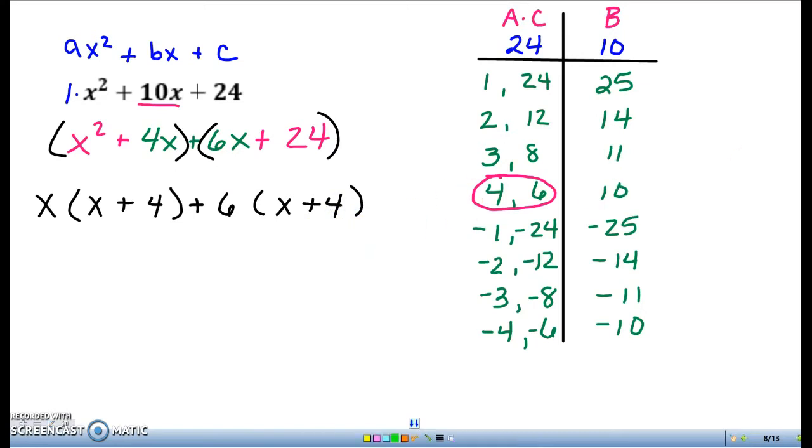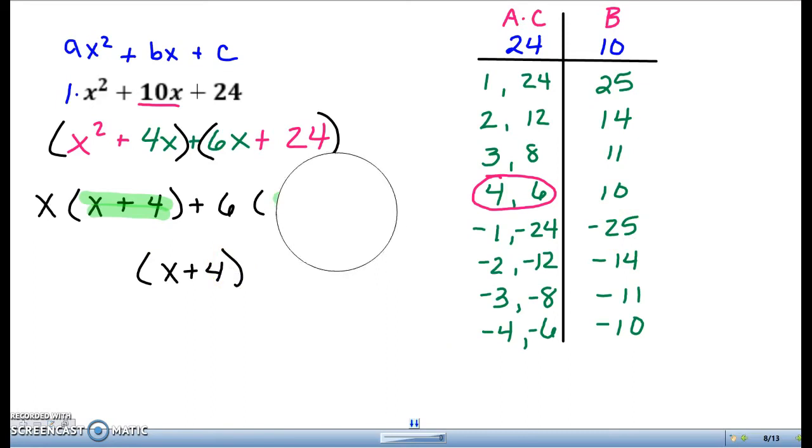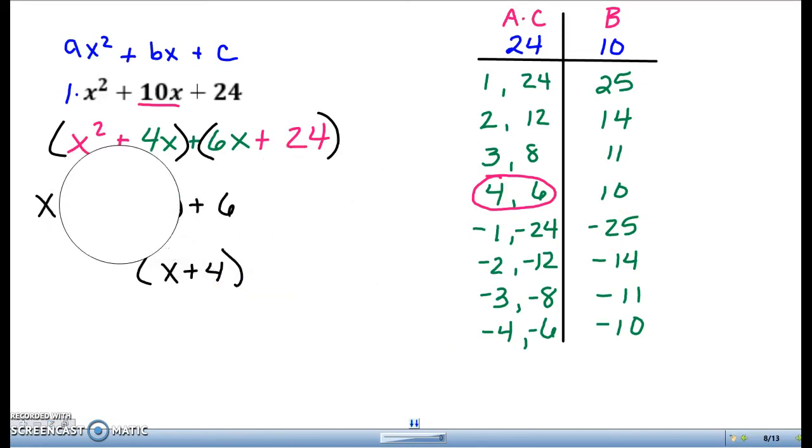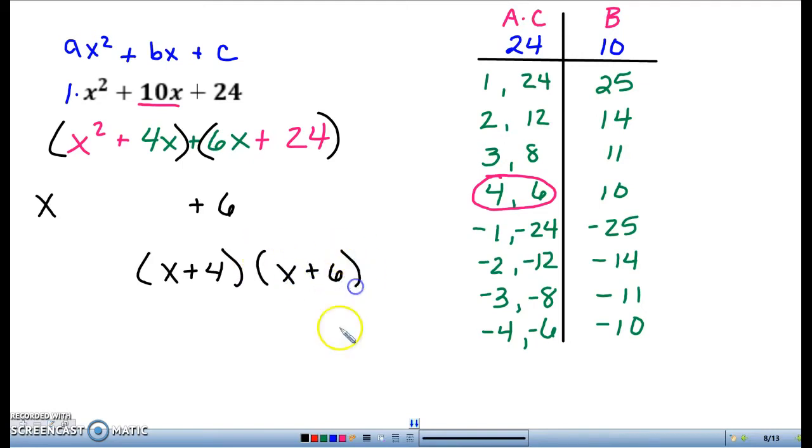The whole purpose behind factoring by grouping is that we get this common binomial factor right here. It's common in both this front term and the back term, so we factor it out. And when you factor it out, it's like removing the whole thing. And what's left goes in the second set of parentheses, the x plus 6. So I have factored that trinomial.